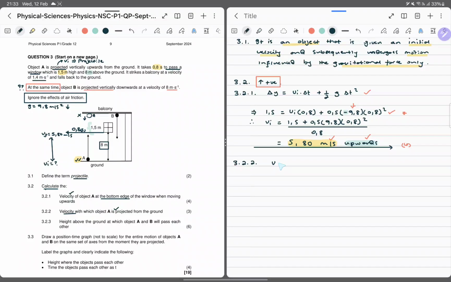So we can see that we can say the final velocity squared equals the initial velocity squared plus 2g delta y. Always, guys, choose an equation that will only give you one unknown, and the unknown must be the one in question. So the final velocity here we just calculated, now it's 5,80. We are squaring it. Initial velocity is what we want. 2, this one is going upward, acceleration is negative, and the delta y is in the upward direction as well, so we write it as positive.